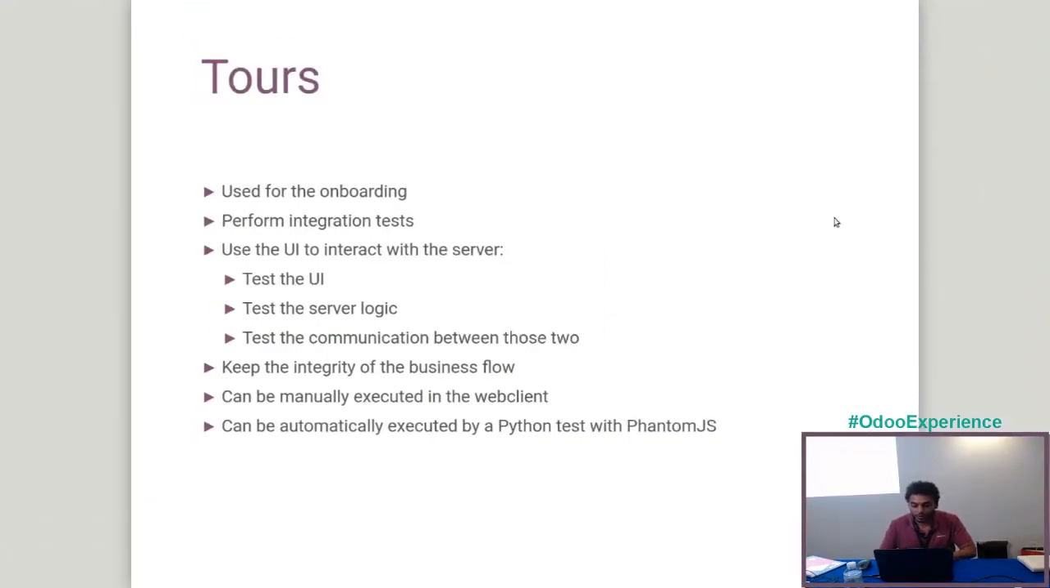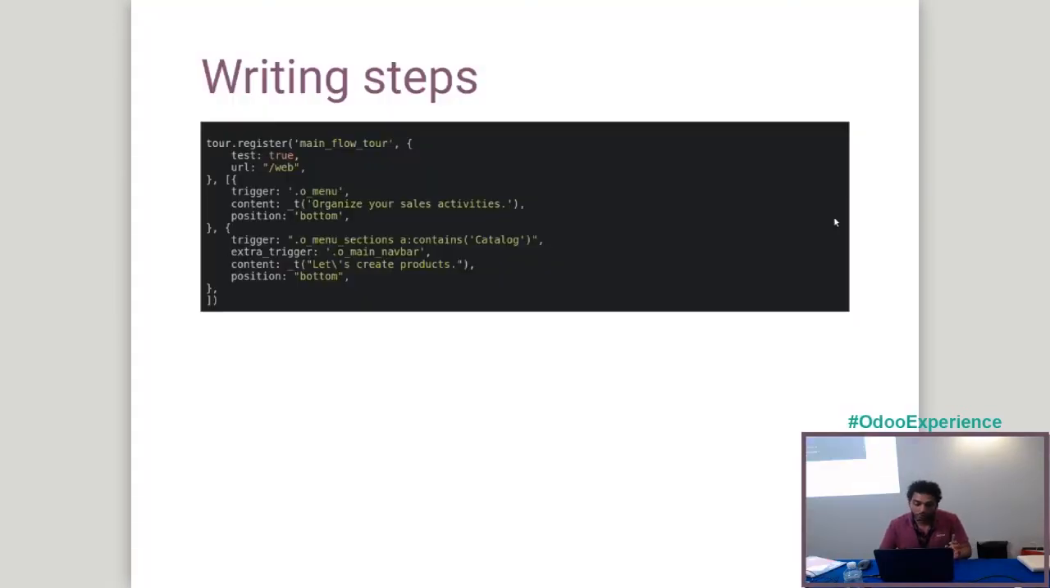So now, how can you write tours? Tours are a series of steps. Each step is one click in the interface. Here you can see the main key, the most important key is the trigger one. It's a key that takes a jQuery selector, and the jQuery selector will click on the DOM element when it finds it. You can have the content, that's what is written for the onboarding, and the position is the position of the small button in the onboarding as well. Then you have the extra trigger. The extra trigger is something that will delay the click on the trigger until this DOM element is visible in the DOM as well.